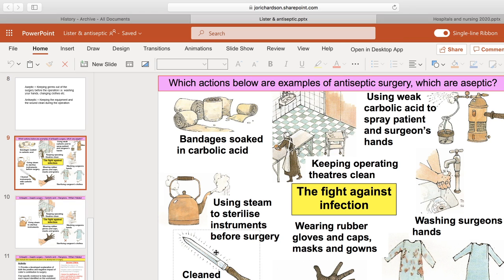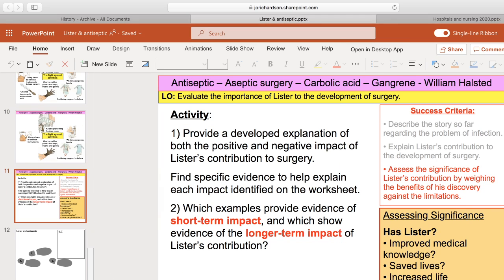So over here, we have some examples of antiseptic surgery, which I said was keeping equipment and wounds clean, and aseptic surgery, keeping the room, keeping the area clean. And here are some examples of what people did. So washing surgeons, cleaning clothes, wearing gloves, sterilizing equipment, bandages soaked in carbolic acid, keeping operating theatres clean. Like I said, these may be incredibly obvious to you now, but it wasn't. People didn't do it at the time.